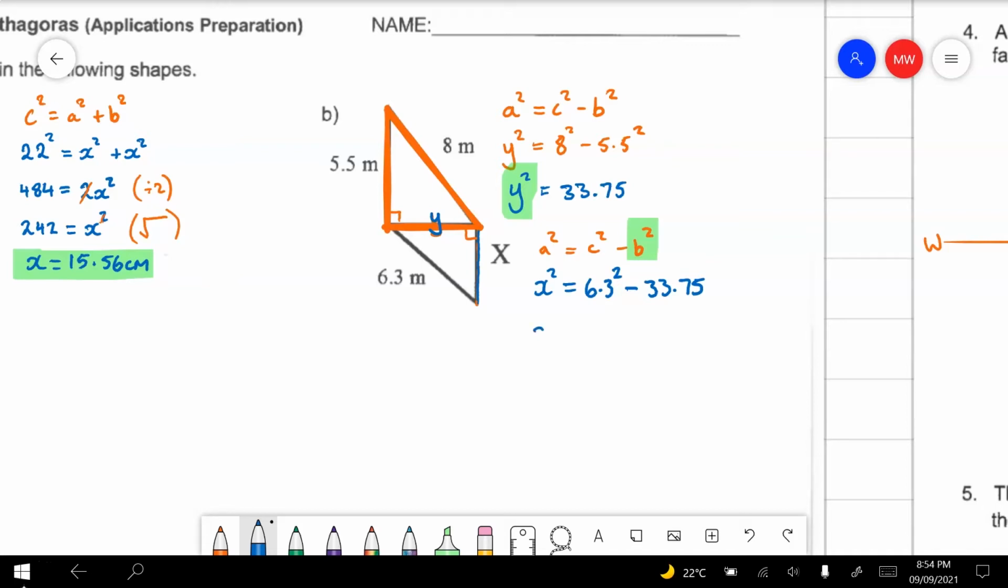Again, I'm going to use my calculator, and x squared is going to give me 5.94. And at this stage, I don't want x squared. I want to know what x is. So I'll square root both sides to get rid of that little squared. And x will be 2.44 meters. And that's my final answer.